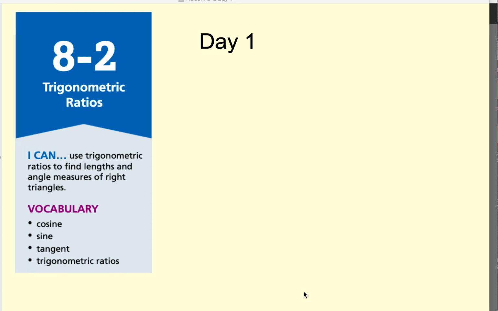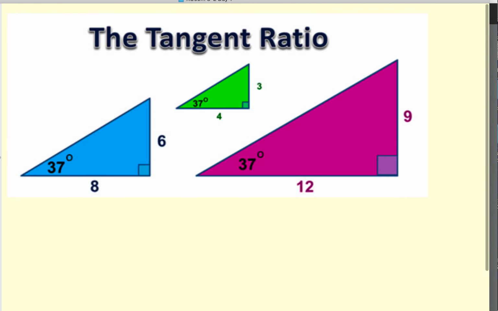I can use trig ratios to find lengths and angle measures of right triangles. Let's take a look at what we call the tangent ratio.